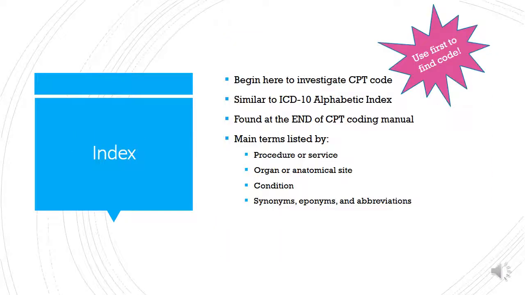So I've asked you to please turn to the back of the CPT book to the last color-coded set of pages. You will see the word index on the colored sidebar. The reason why we will check this out first is because this is where assigning CPT codes to services begin. Similar to the ICD-10 alphabetic index section, the CPT index is arranged in alphabetical order by main term. These terms can be listed by the name of the procedure or service, such as echocardiography, by organ or anatomical site, such as fibula, by condition, such as glaucoma, and by synonyms, eponyms, and abbreviations.